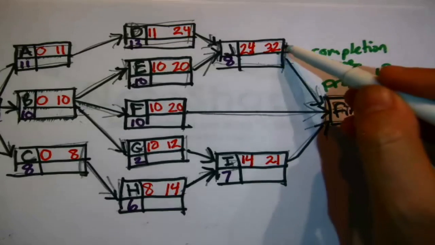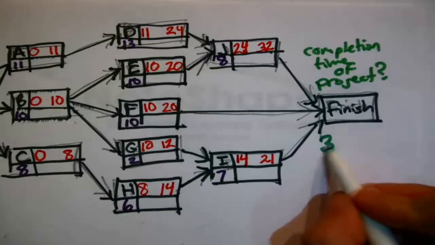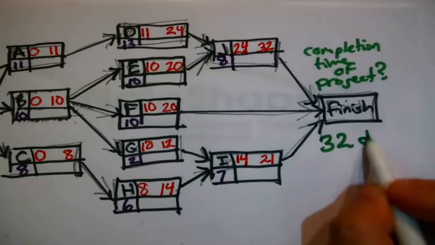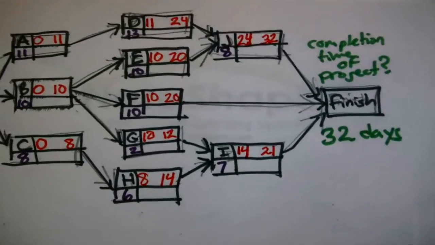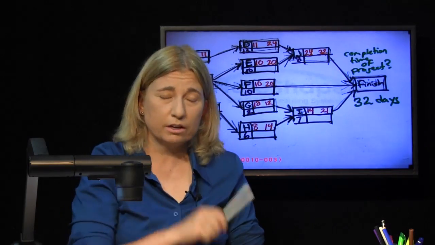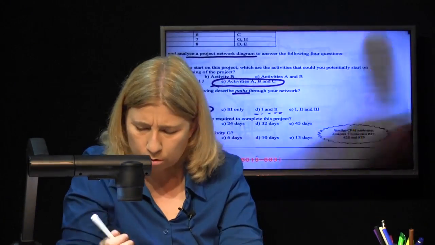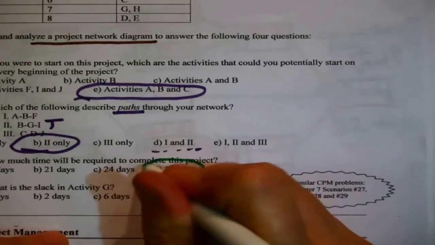It's kind of like the opposite of a race. Who came in last place? Pick the largest. We would be waiting on J there at the end. And it would be done in 32 days. A project is not finished until all the tasks are finished. J would be the last one to finish up in 32 days. Oh, that's the answer to that question right there.